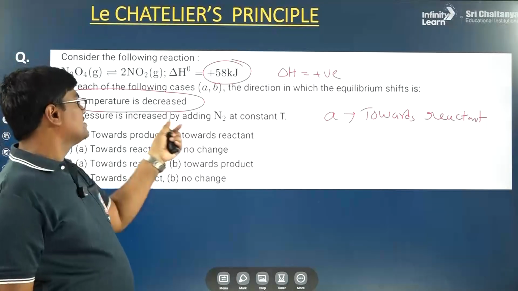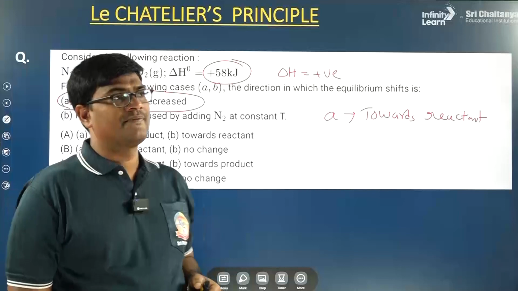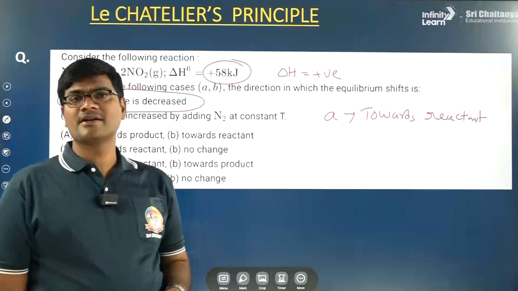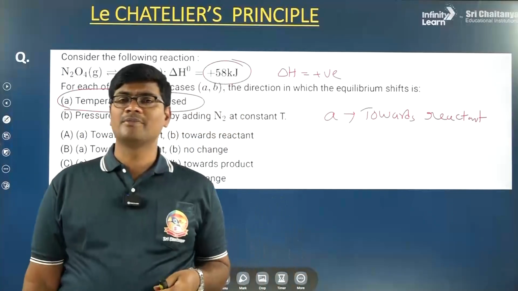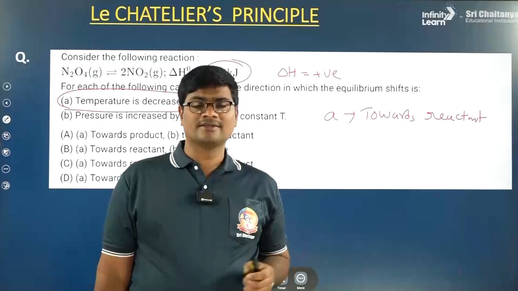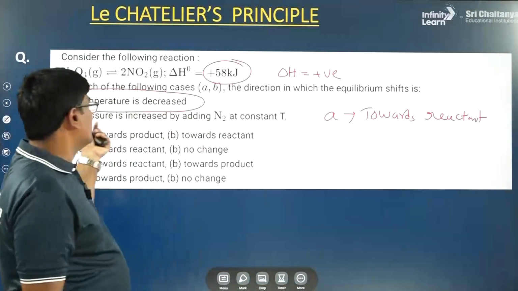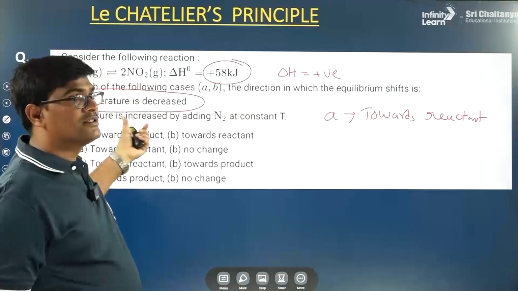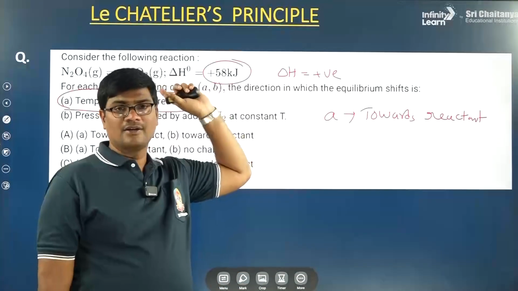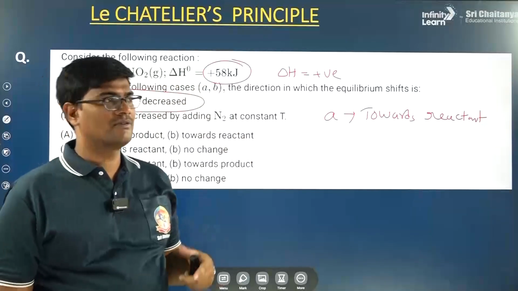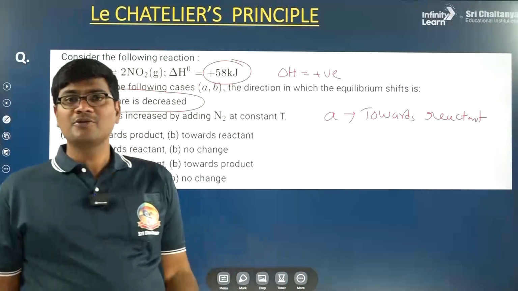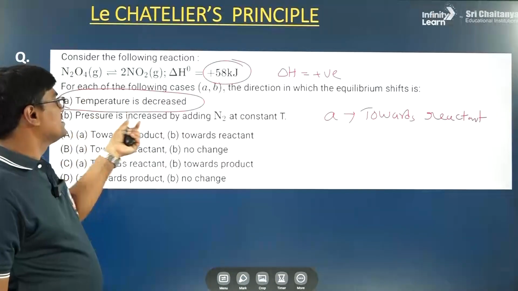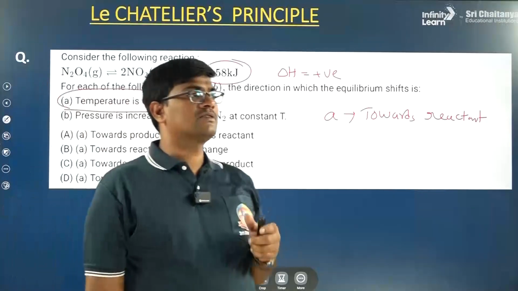Next, pressure is increased by adding N2 at constant temperature. This is a little beyond your scope. Maybe it is not mentioned in NCERT, but previously they have asked it in the AIPMT and other competitive exams for medical entrance, so I am discussing this one also: addition of an inert gas. This is not related to N2O4 or NO2. N2 is a different gas. We are not adding reactant or product, or removing reactant or product. We are adding a new type of gas, which is an inert gas.